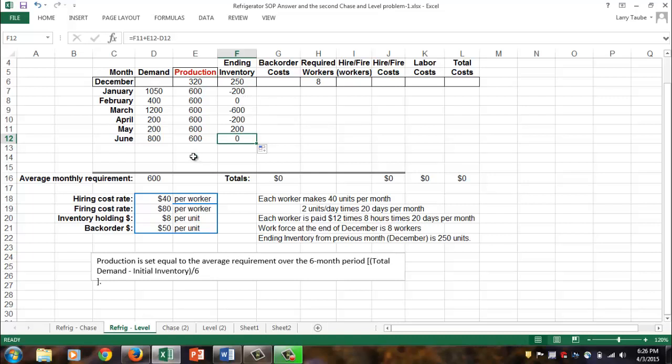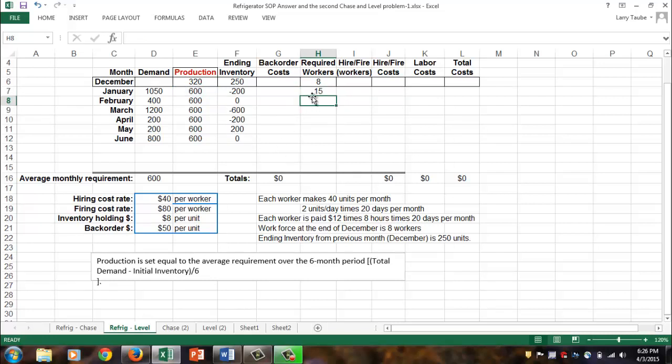Okay? Again, feel free to rewind this, go back to where you want. You can probably see some cell formulas in here that could help you make your spreadsheet a little bit more automated. But it's also pretty easy to do this one step at a time, right? Ending inventory equals beginning inventory plus production minus demand. Okay? I'm not going to do all the other stuff because you can figure out the backorder cost. Again, you've got the guides.